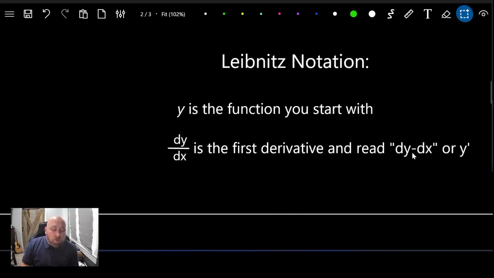It's read dy dx, just dy dx. You don't say dy over dx every time. You say dy dx, and I think it's just for speed when you're reading it. Or you could also call this y prime. I have heard that before, but it's not super common. Dy dx is typically what they say if they're dealing in Leibniz notation.